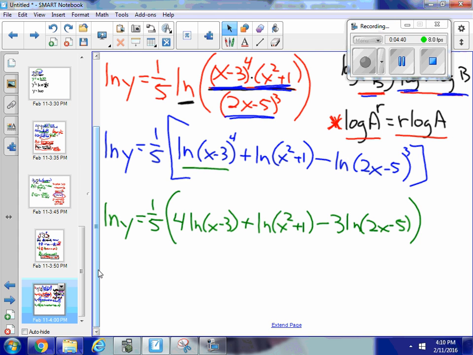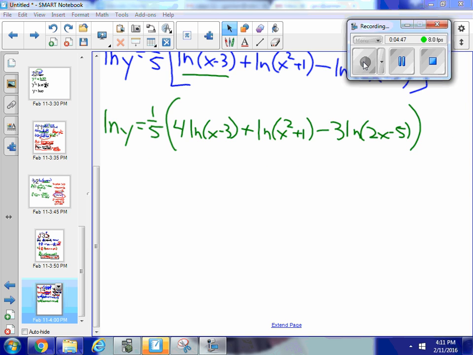And maybe you can see right now how this is going to be a lot easier to differentiate. So my next step is to take the derivative of both sides. I'm going to take the derivative with respect to x of ln y is equal to, now I can take the derivative of this entire thing, but I know it's just going to pull this 1/5 right here into the front of the derivative.